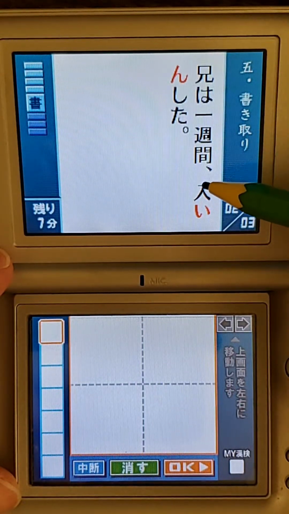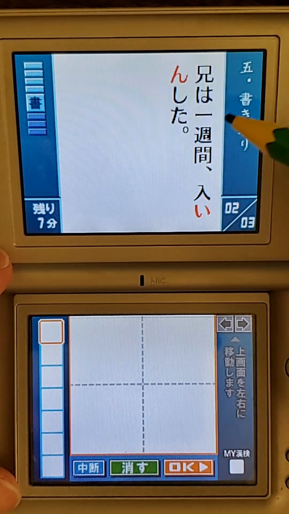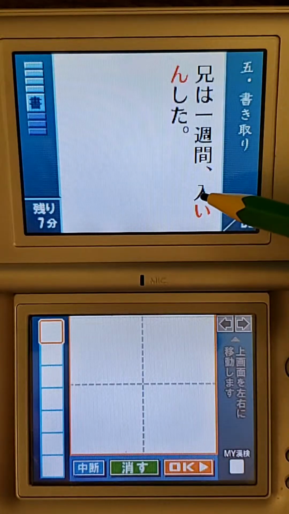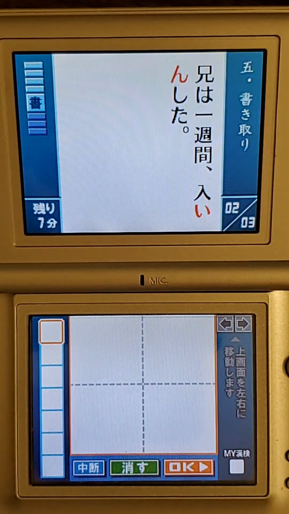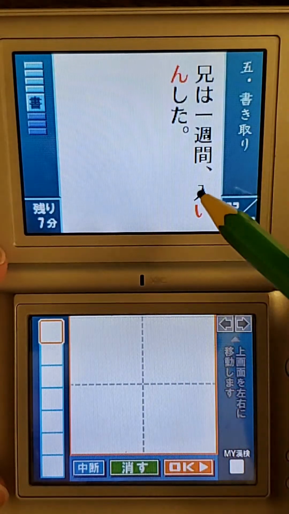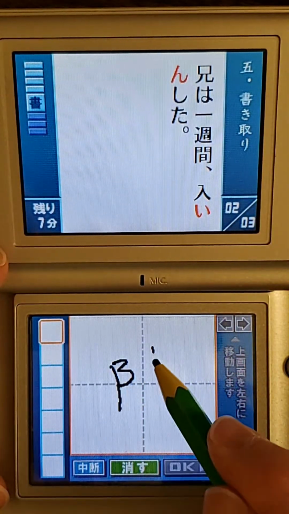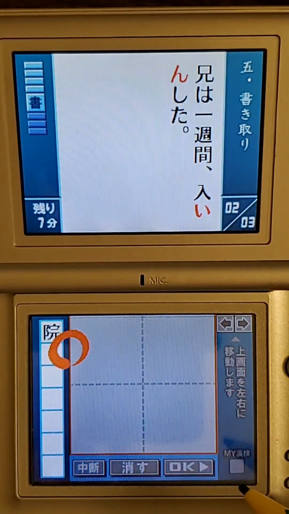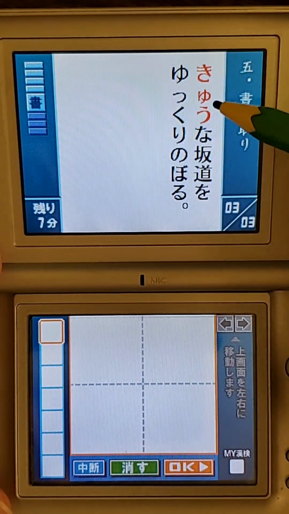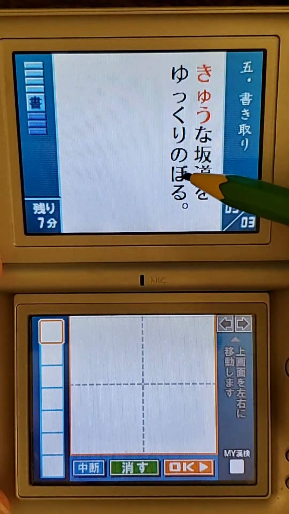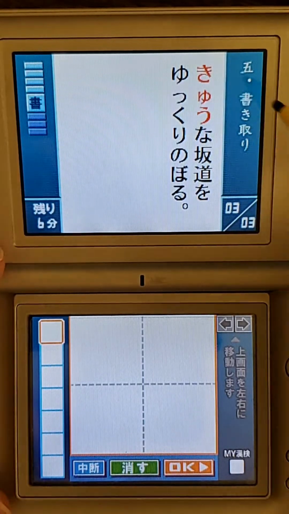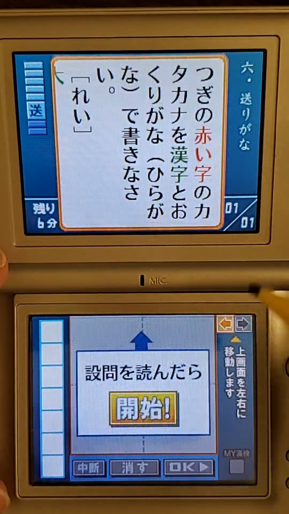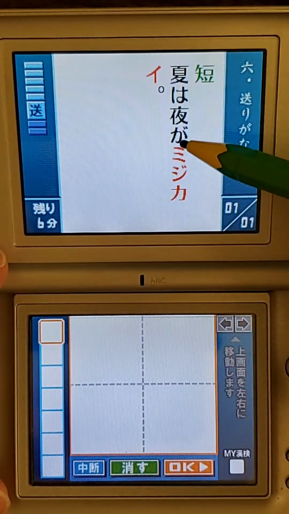Ani wa 1 shukan nyuin shita. So older brother, 1 week time period, and nyuin is to be hospitalized or put in the hospital, however you call it. So nyuin. Yeah, that's in. Byoin no in. Kyu na sakamichi o yukkuri noboru. So kyu is like sudden. Ping pong.